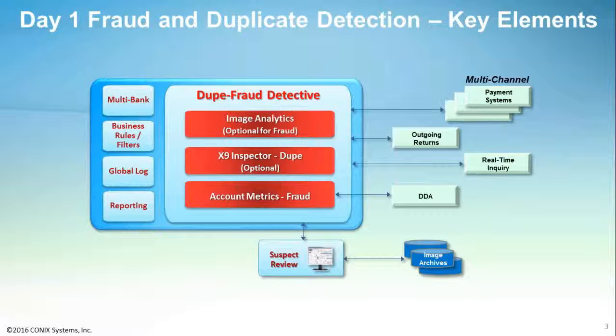All information necessary to decision the suspects is provided to the operator, including the images of the suspect payment, all matching occurrences for duplicates, and historical reference items for fraud suspects. All images are retrieved from the institution's existing image archives.